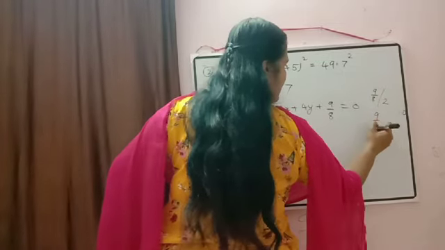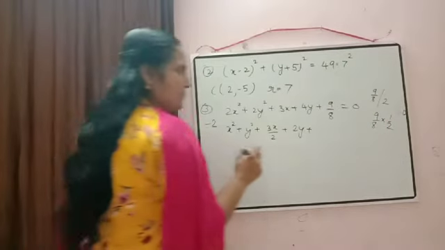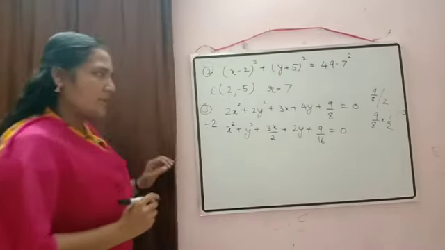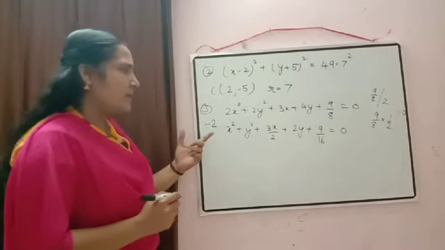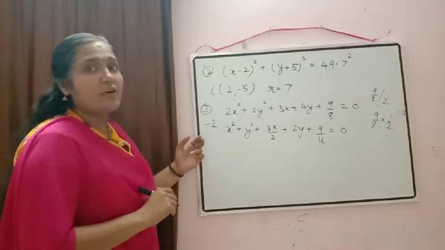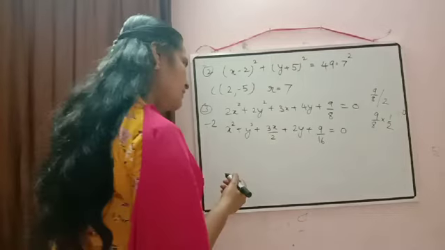When you change the division into multiplication, it will be equal to into 1 by 2. So we will get here 9 by 16 is equal to 0. So when the equation of a circle is given in this way, I think the general equation will be easy for us to find the equation of circle. So directly we can do.